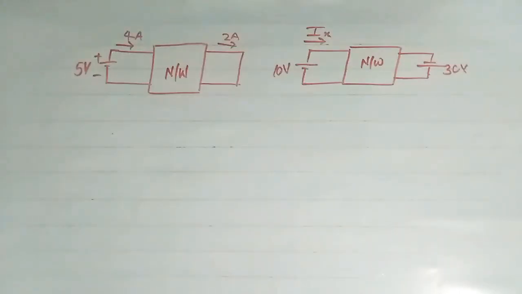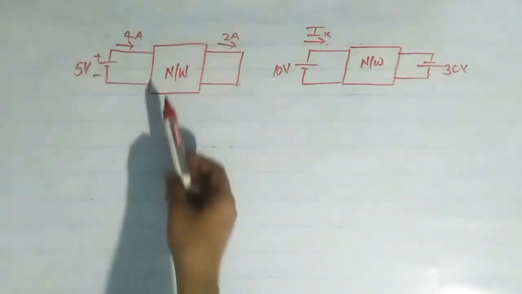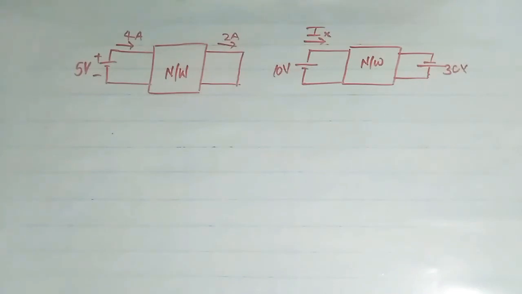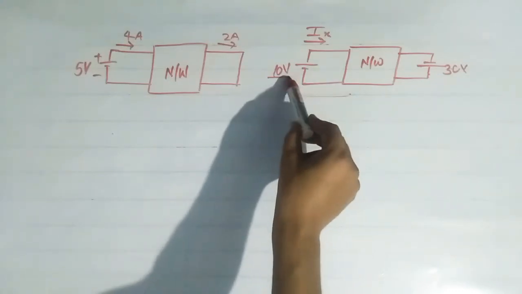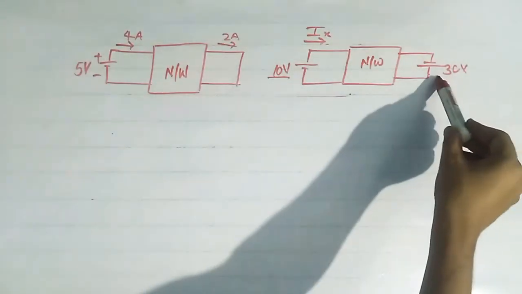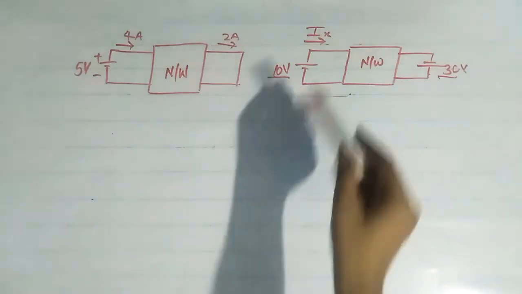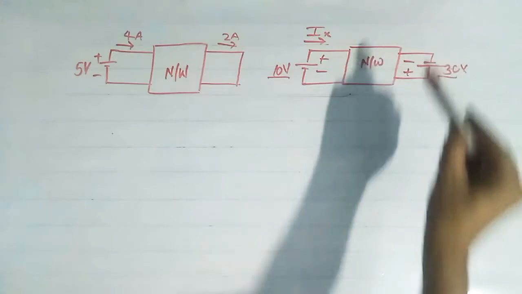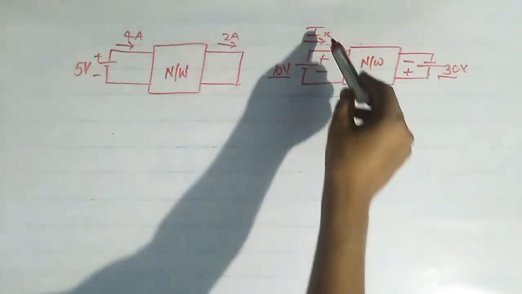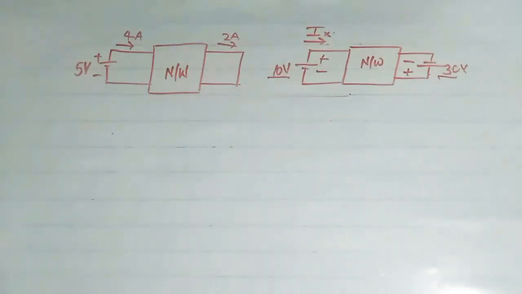Now take this problem. In this, again a network is given, and this network is resistive, and this is a 5 volt source, and this is 4 ampere current, and this is 2 ampere. Now the same network is implemented here, and this 10 volt is applied here, and this 30 volt is applied here, and the polarity is like this, and here the polarity is like this. In this case we have to find this current Ix.